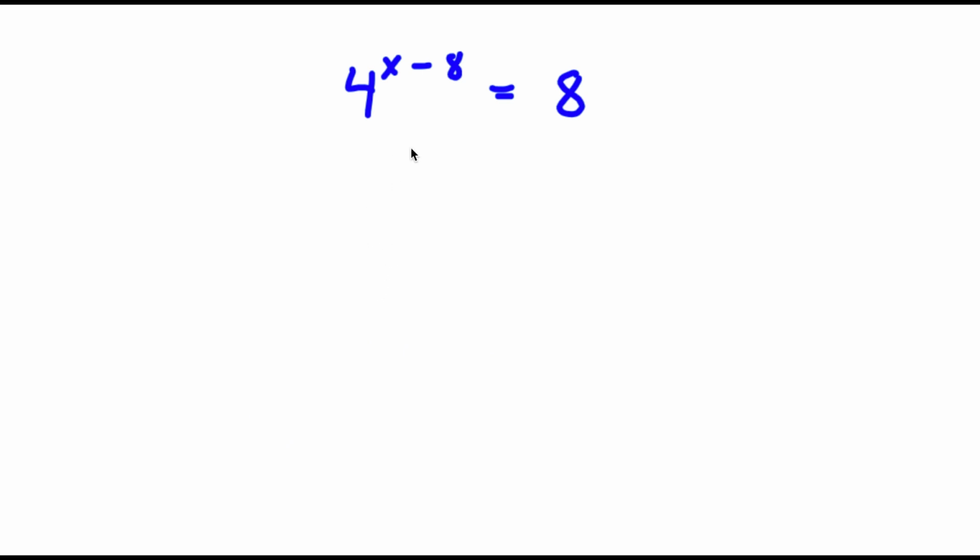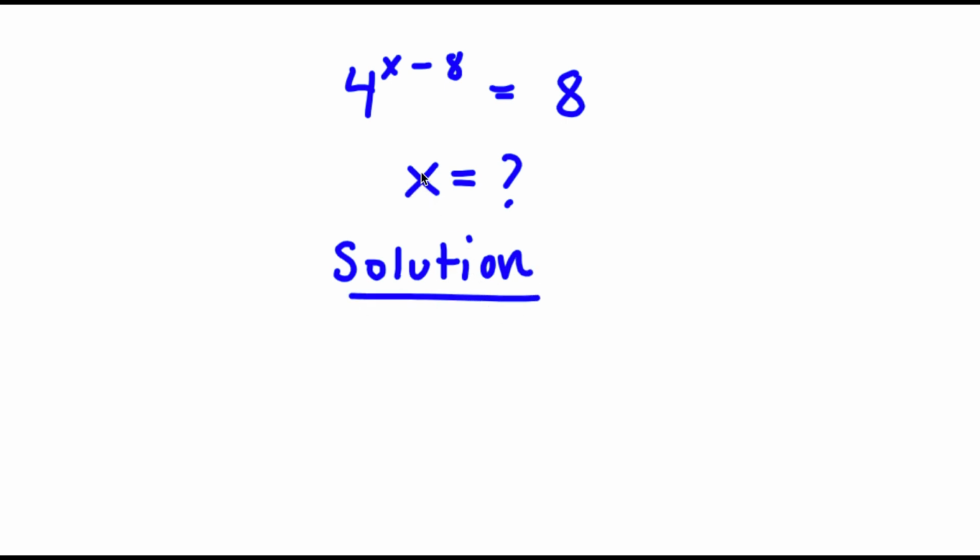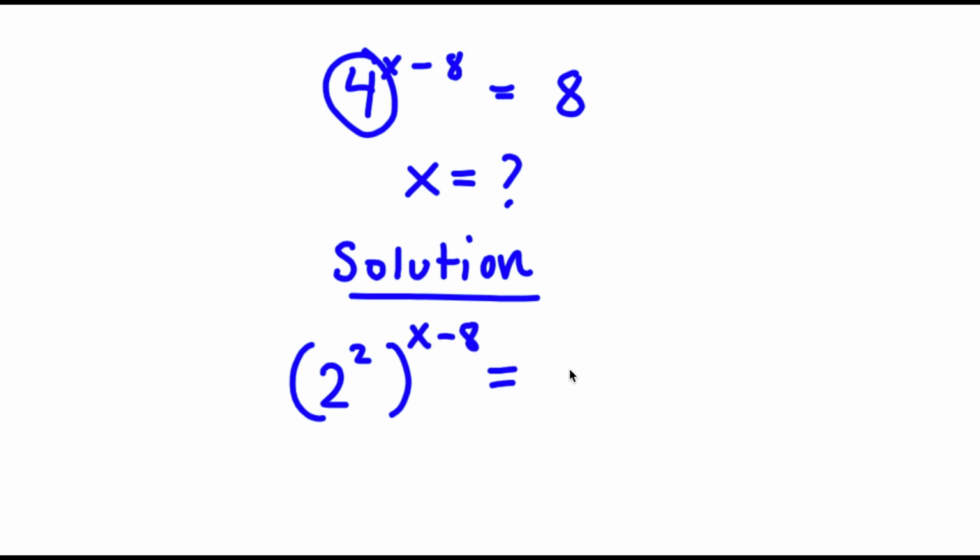Alright, so in this problem, I have 4^(x-8) is equal to 8. So to solve this, I obviously want to find x. So for my solution, I'm going to first start by rewriting 4 as 2 squared. So now I have (2^2)^(x-8) is equal to 8.